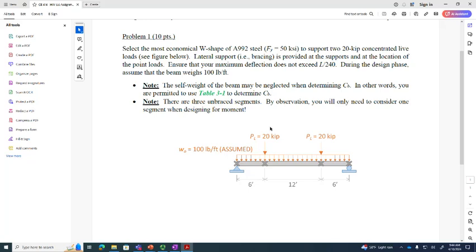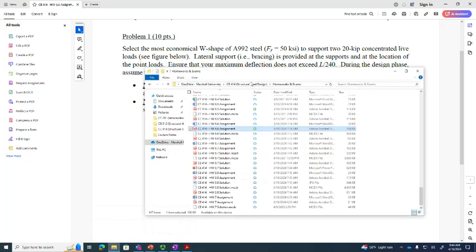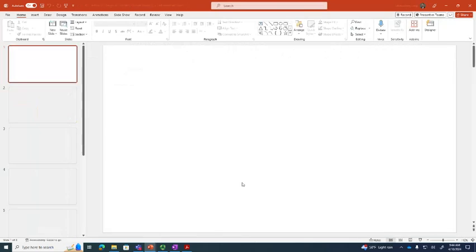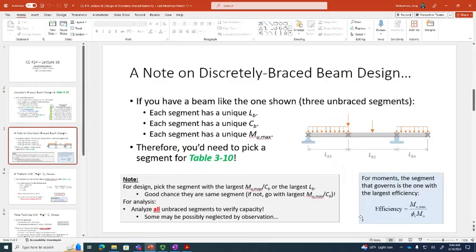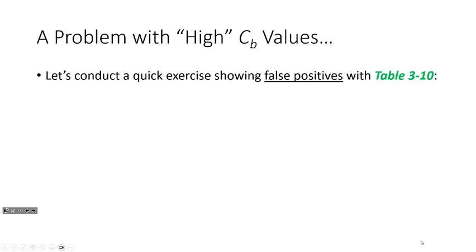Okay. All right. I want to make a point about something real quick, and this is not going to affect your homework, but I really want you to think about this. I want to give you an idea of what this high CB value thing is. Everybody open Table 3-10, because I want to show you what I mean by this false positive issue.